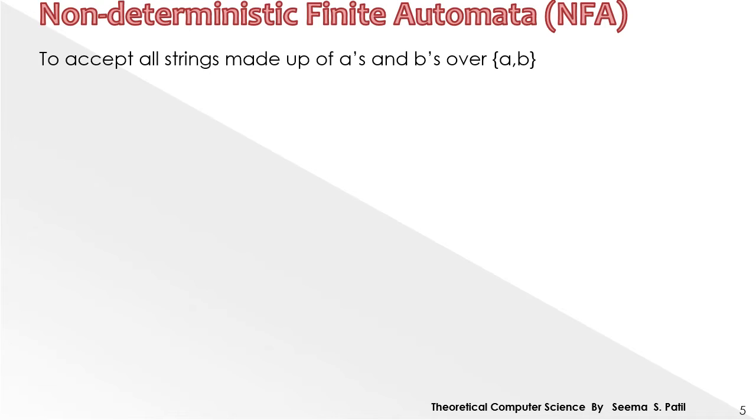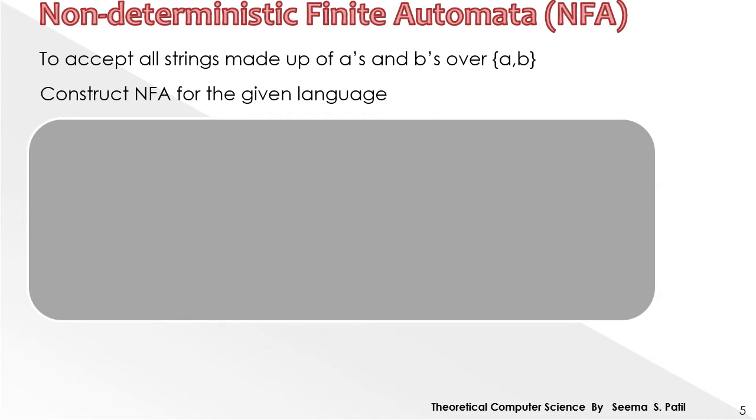Now we will see how to construct the NFAs for the given language. Here the language is to accept all strings made up of a's and b's over {a, b}. You have to construct the NFA for the given language. Only one state is required. See, the q0 state is the initial state, and there can be any number of a's and b's, so add one loop over the q0 state. This is the NFA for accepting all strings made up of a's and b's over {a, b}.